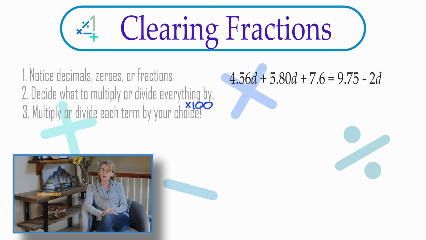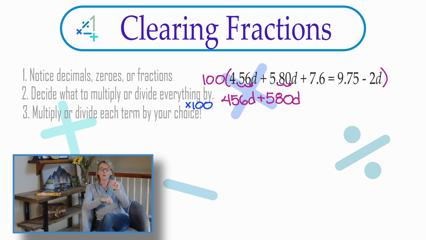You can put the 100 in front, like this. Then parentheses around the whole equation to show what you're doing. 100 times 4.56d moves 2 places forward to equal 456d. Same for 5.80d, 580d. Then 7.6. Take his decimal, move it, don't forget the invisible 0 here, to equal 760.